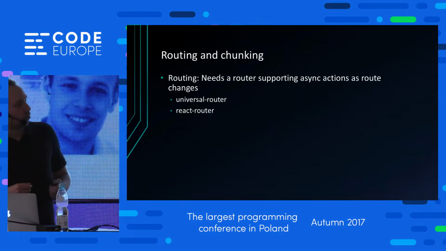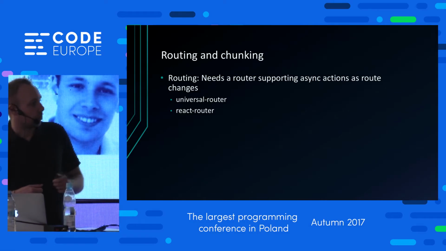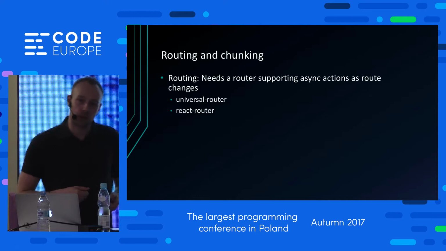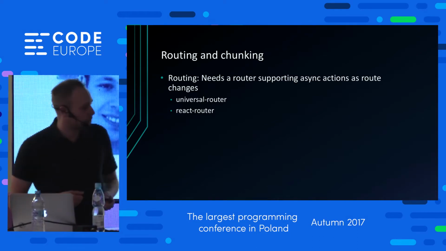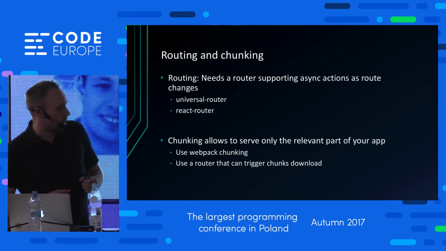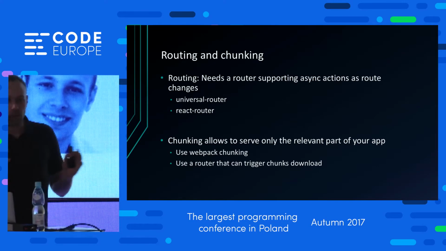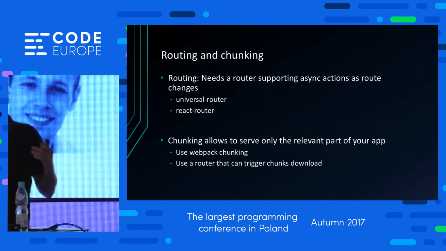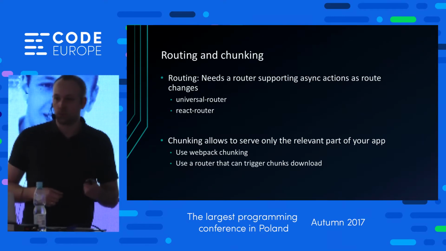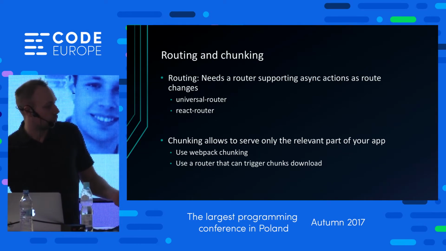So what you need to do is have this data loading and these asynchronous things as part of your route transitions. React Router supports it. There's a universal router as well that does a pretty great job. It's very simple to use, so I'll give an example right afterwards. And chunking is, well, I think everyone knows what chunking is. You chunk your app so that every page is a separate set of bundles in terms of CSS and JavaScript. You chunk it with Webpack or whatever package you have, and the router should be able to trigger fetching the missing pieces when you get to a new page in your app.